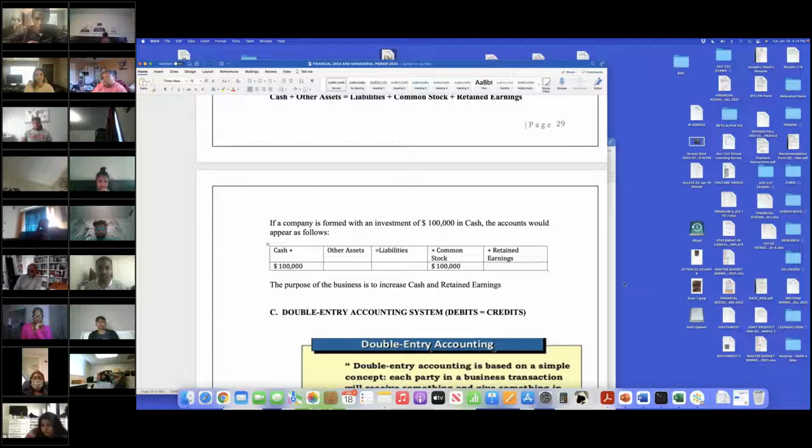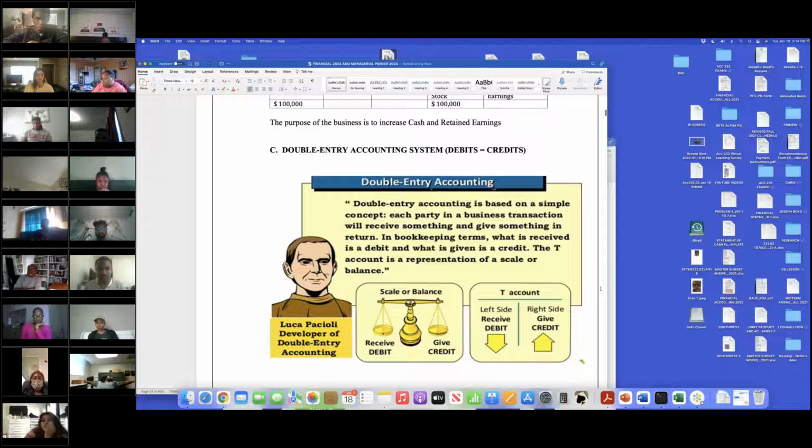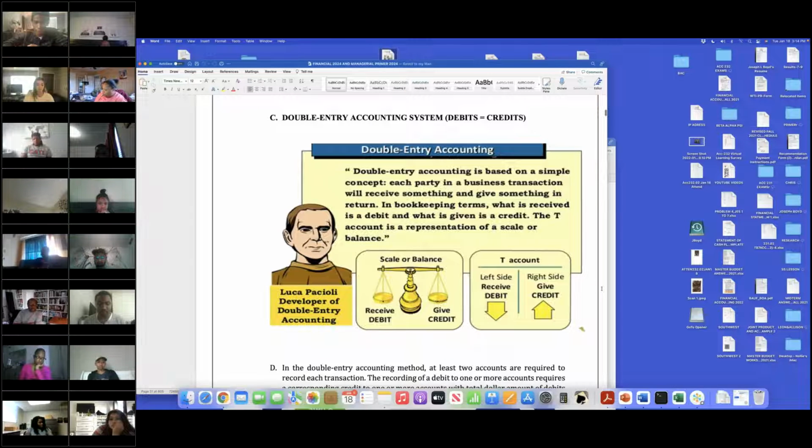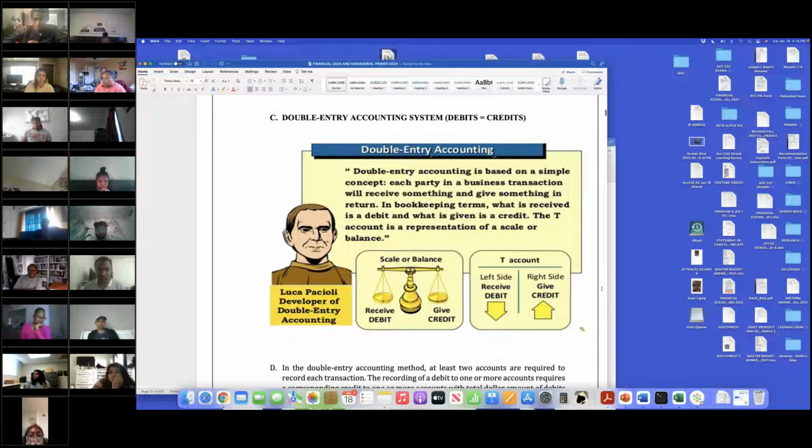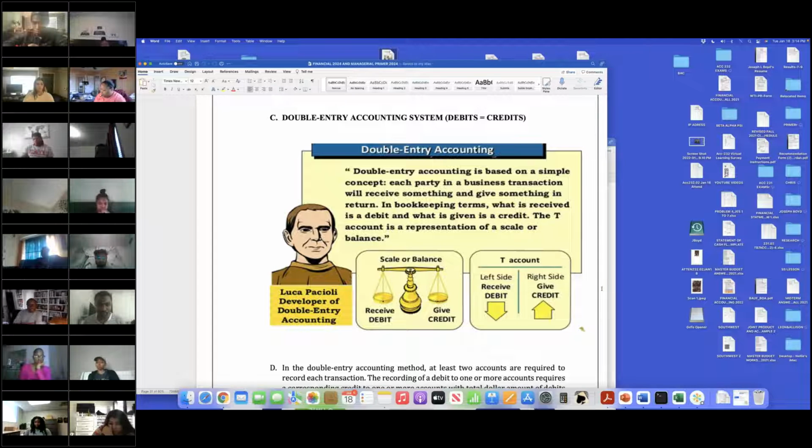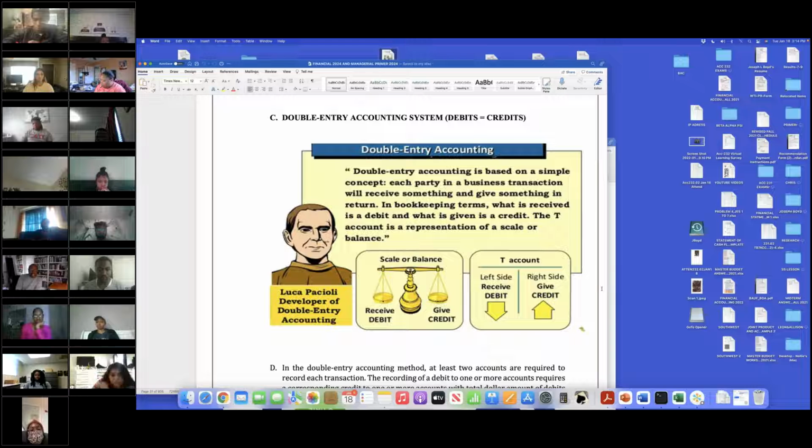Okay, let's look at our double entry system of accounting called debits and credits. And this is an Italian, Pacioli. He developed the system in the 1400s. In a business transaction, two things are happening. You receive something of value and you give up something of value. So in any business transaction, what you receive is the debit, what you give up is the credit.